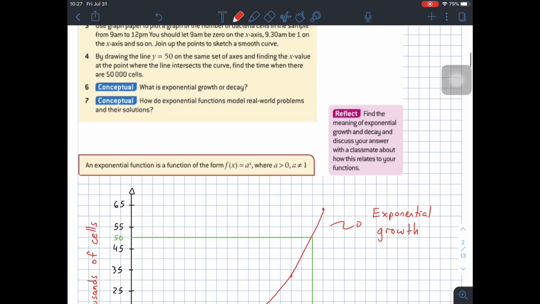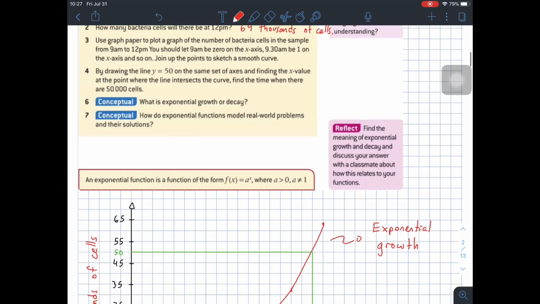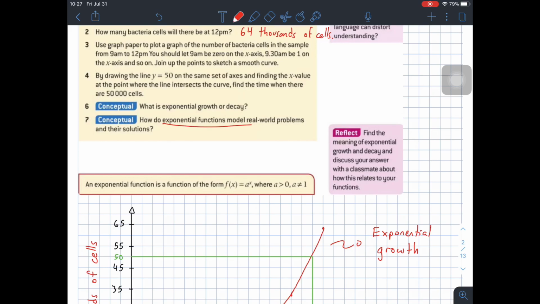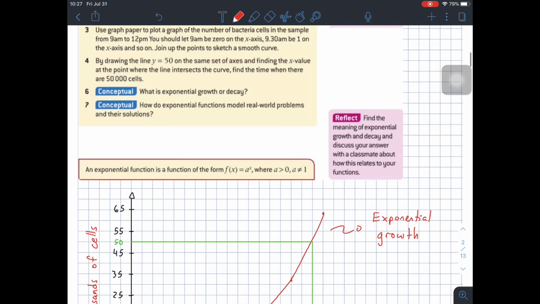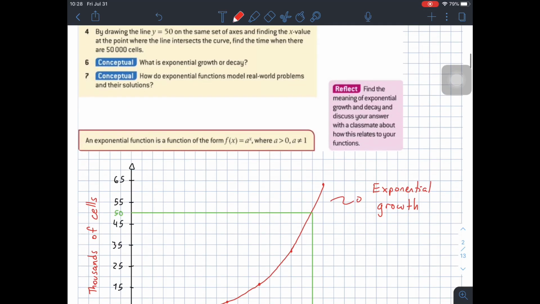Perfect. Then we have number 7. It says, how do exponential functions model real-world problems and their solution? Okay, so that's just something to think about, right? We can use exponential models in order to make predictions about different types of real-life situations, right? Then it says, reflect. Find the meaning of exponential growth and decay and discuss your answer with a classmate about how this relates to your function. Okay, that's just for you to think.